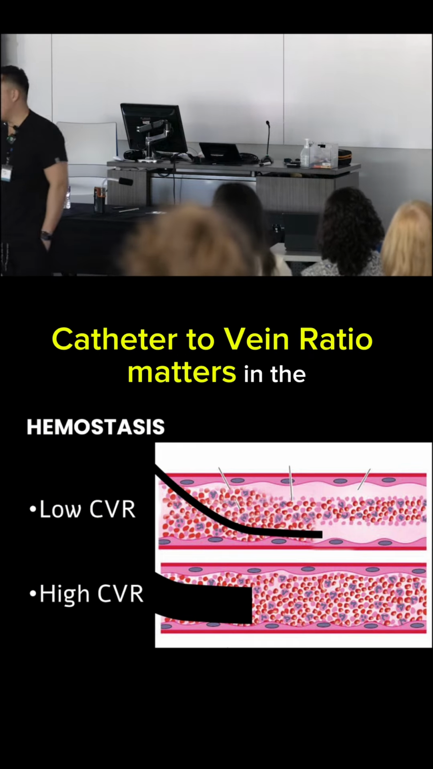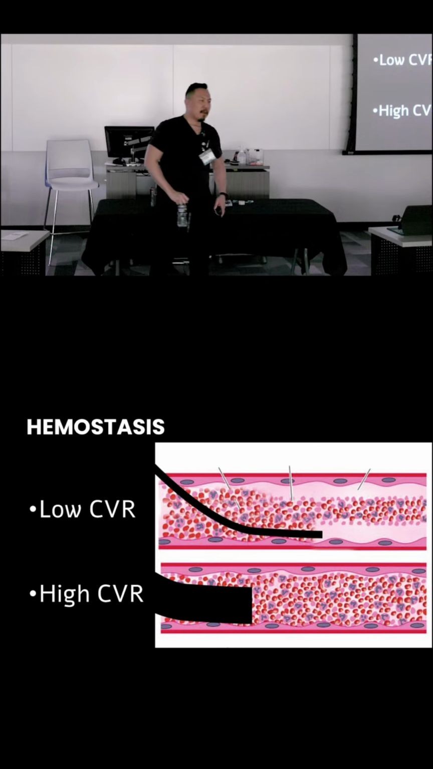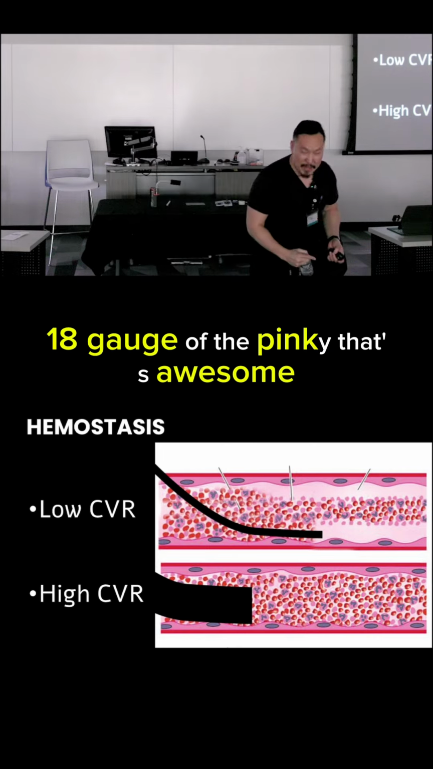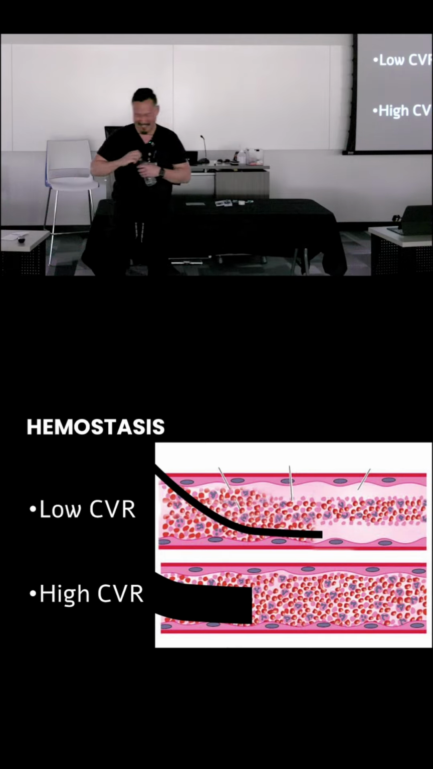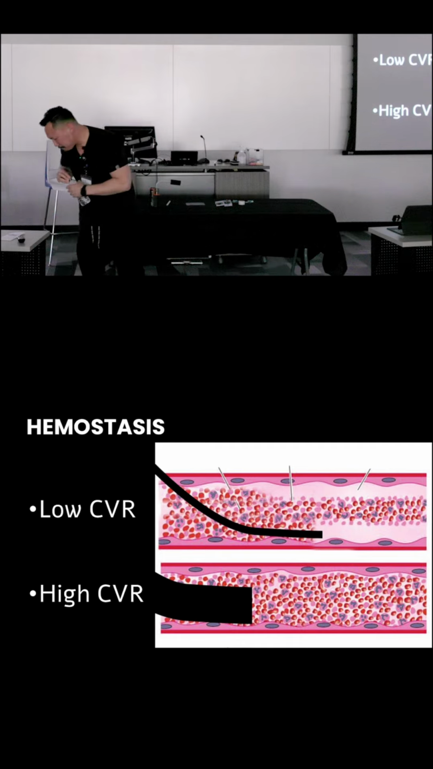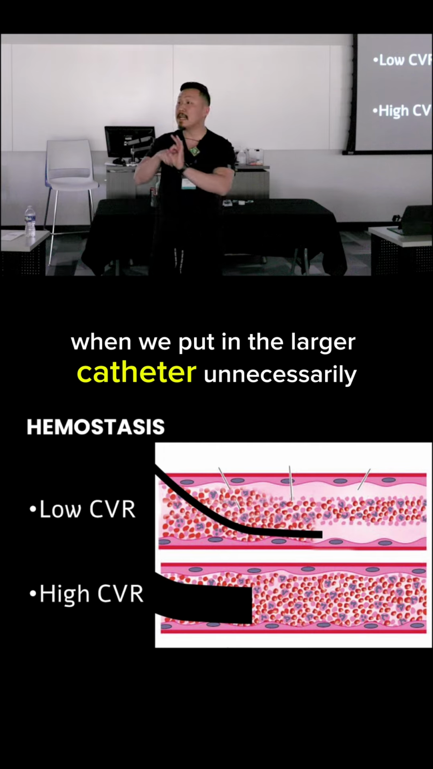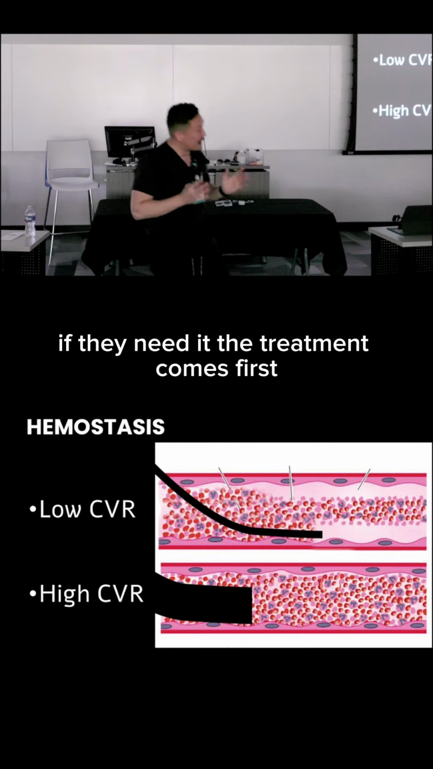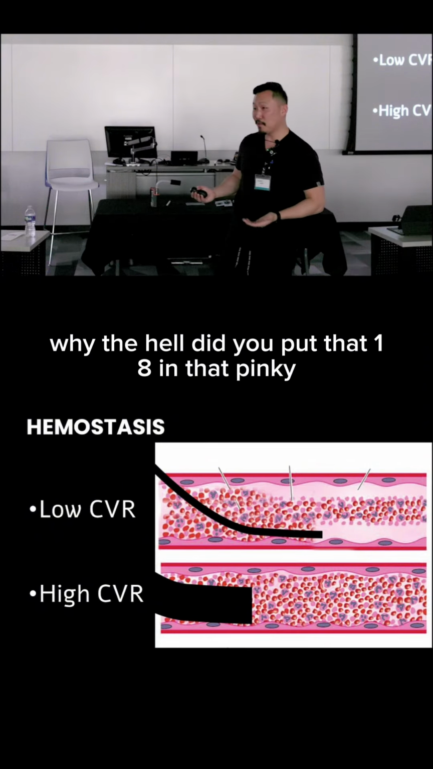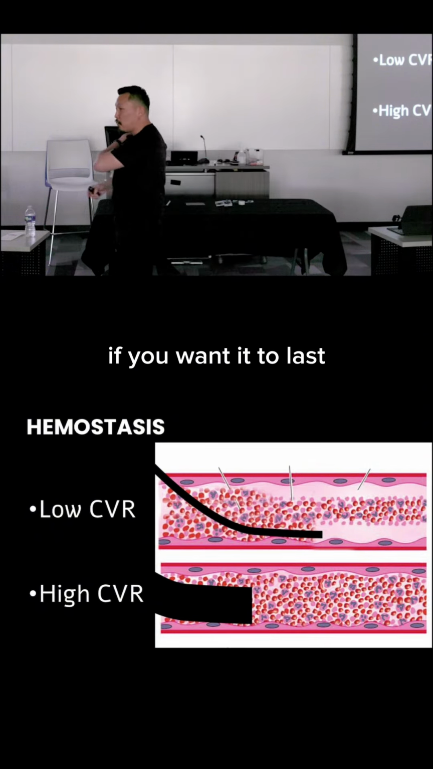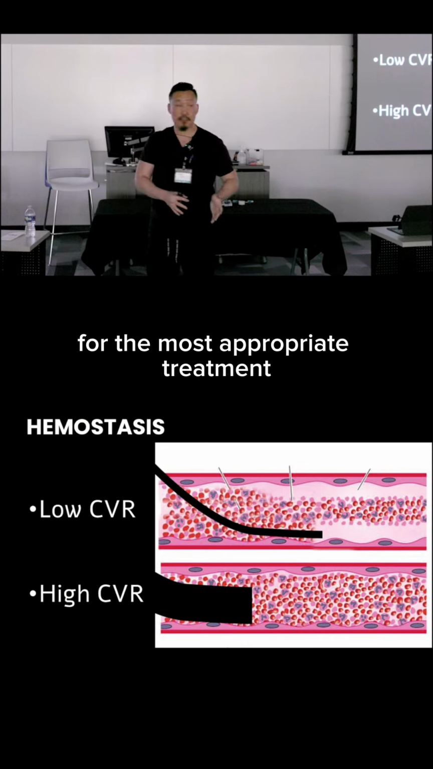Catheter to vein ratio matters. In the ER, we used to tout bigger is better. Put in the biggest vein, yeah, 18 gauge in the pinky. That's awesome, you're great. No, you're wrong. This is why. When we put in the larger catheter unnecessarily, if they need it, the treatment comes first. But if they don't need it, why did you put that 18 in that pinky? If you want it to last, you need to put in the smallest possible catheter for the most appropriate treatment.